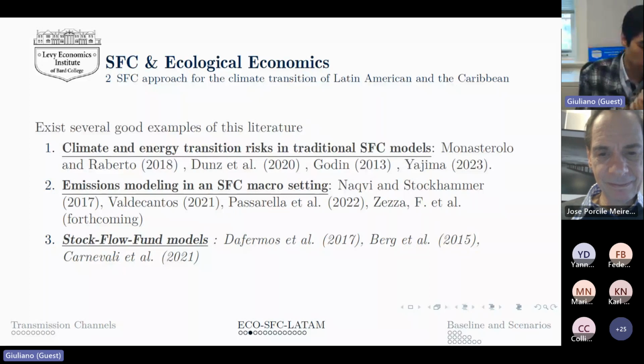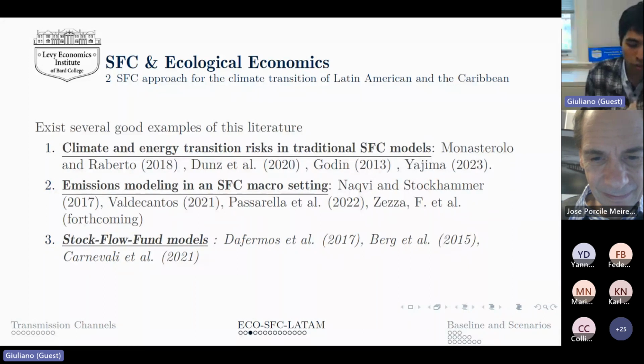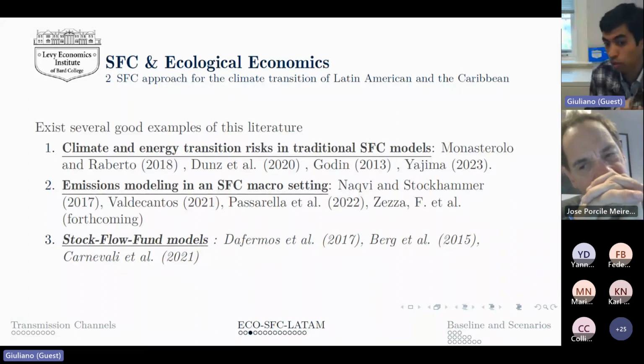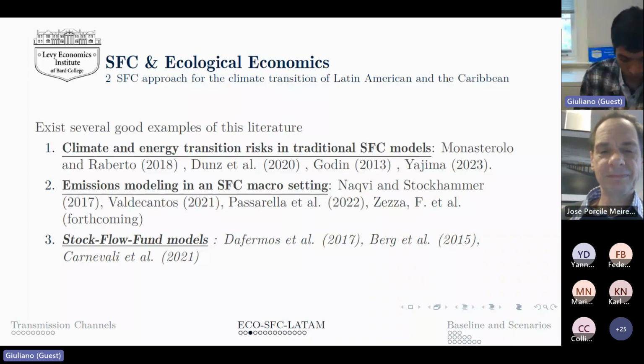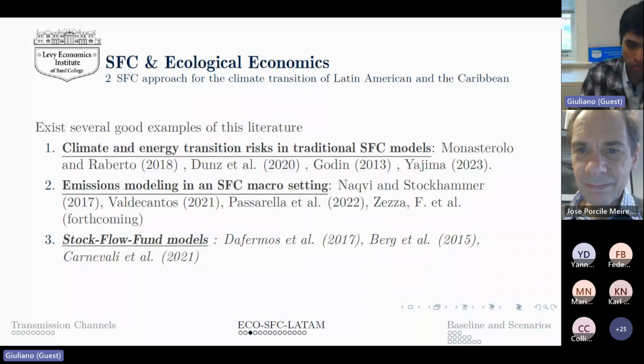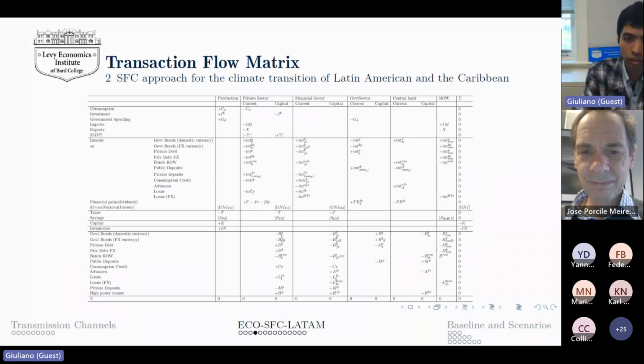And finally, the more advanced ecological SFC models, the stock-flow fund models, put forward again by Yannis and Maria, which try to go deeper into the transmission channels from the environment to the economy, and vice versa. And our contribution broadly falls within this third category.